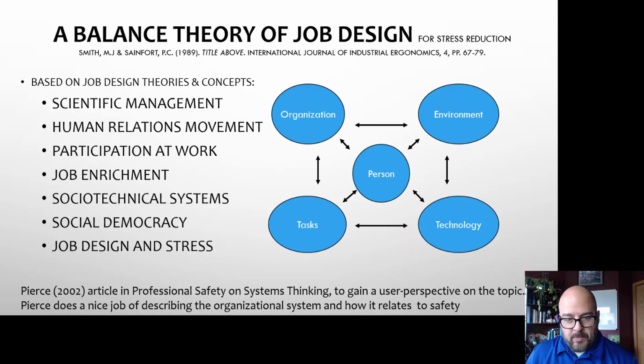When I was in graduate school, I was taught the balance model, or the balance theory for job design, and I adopted it as my construct for understanding what could cause an injury or pre-injury investigations. Because it's based on all the foundational research literature that I consumed when I was in graduate school, and it created the basis for my approach. There's also an article by Pierce in 2002 in Professional Safety, which is ASSP's flagship publication, on systems thinking. So this is a systems approach to safety.